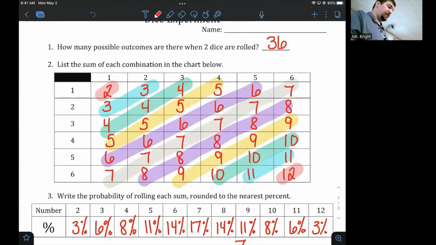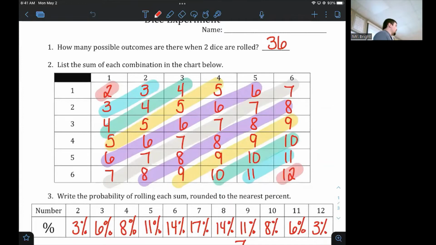Okay. In fact, this might be a good place to pause and show you guys the results of period 7's rolls. Okay.